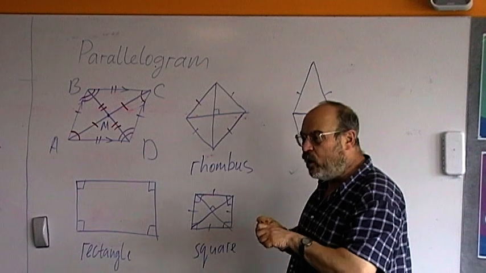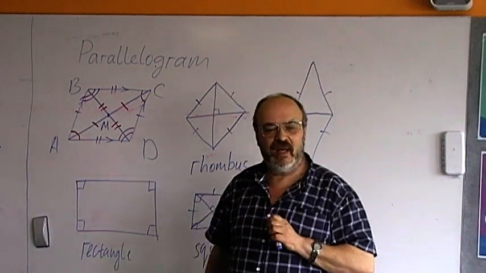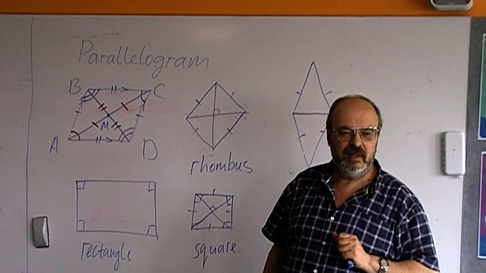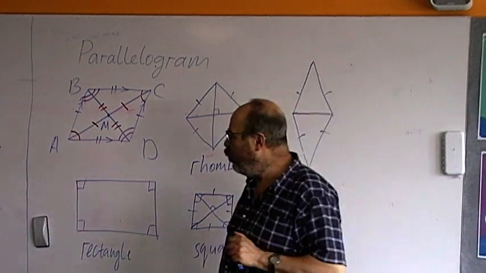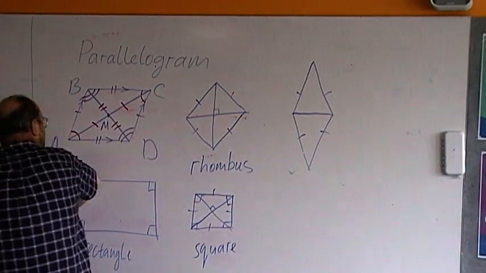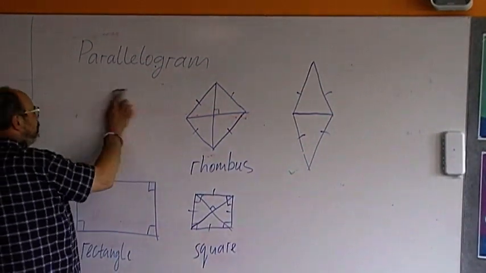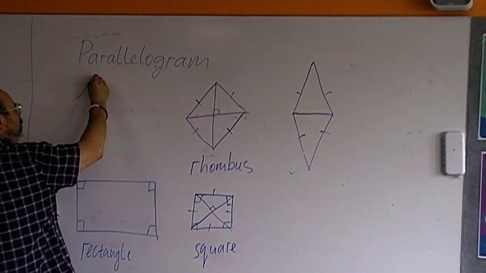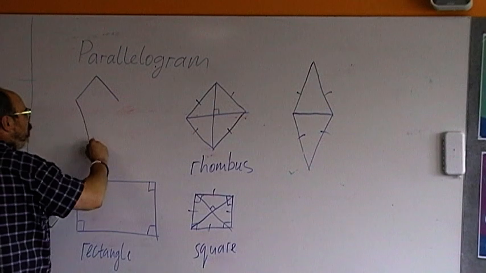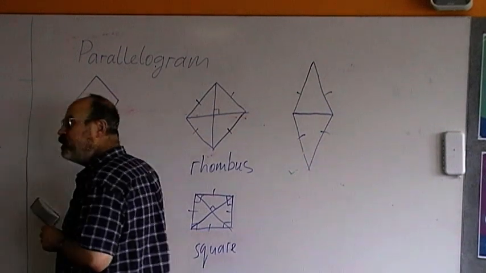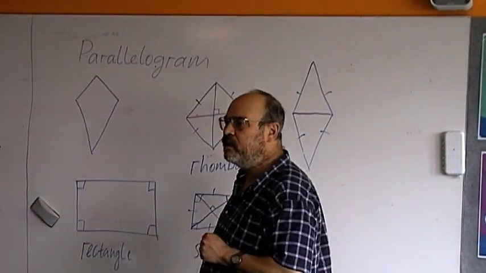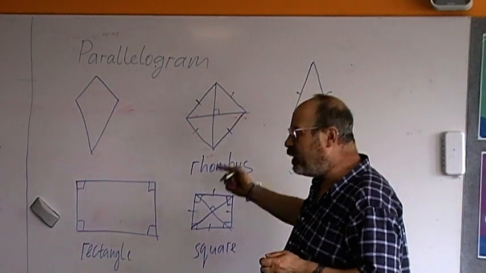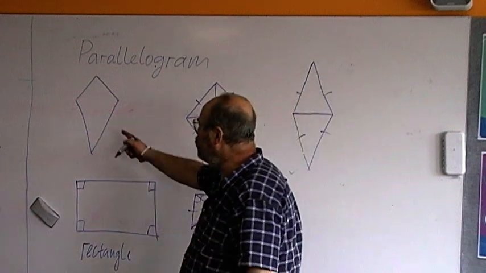Now, there are two more special types of quadrilaterals. One is a relative of the rhombus. It is called a kite. You can't make it a square. If you flip that and put it like that, that's a parallelogram, the diamond. Now this is a kite.